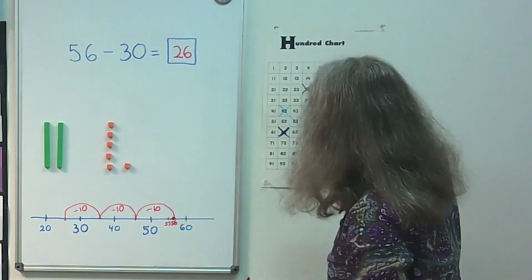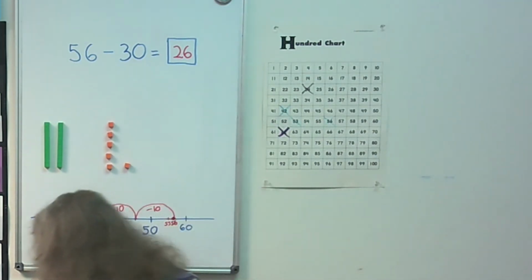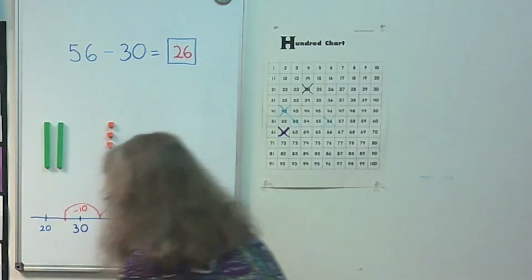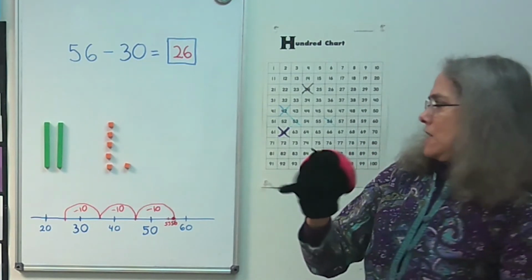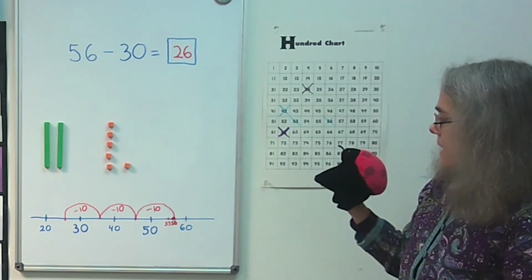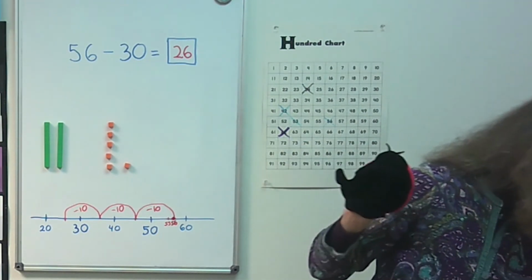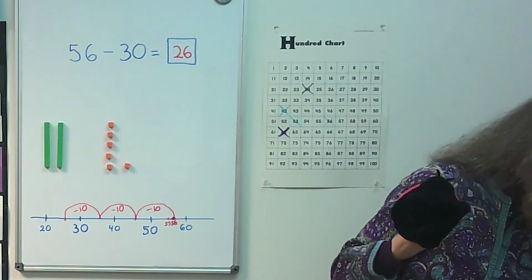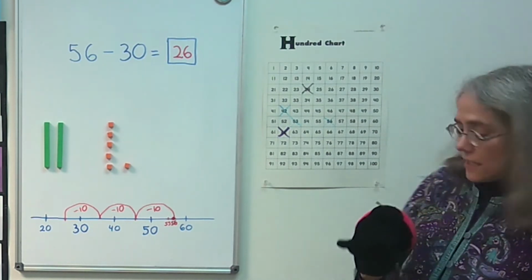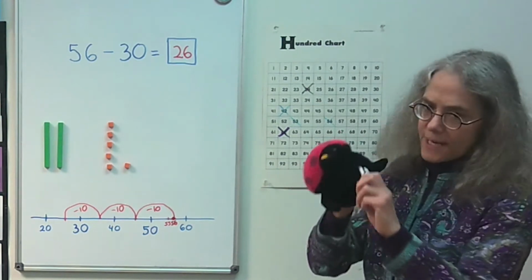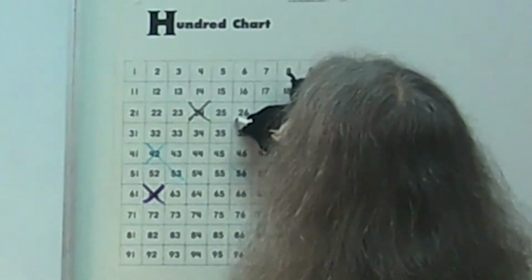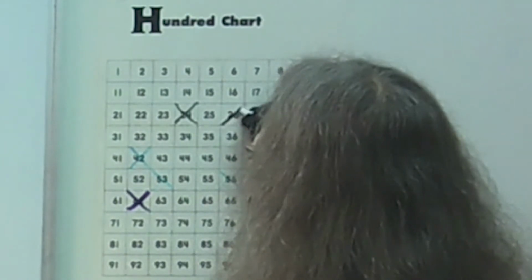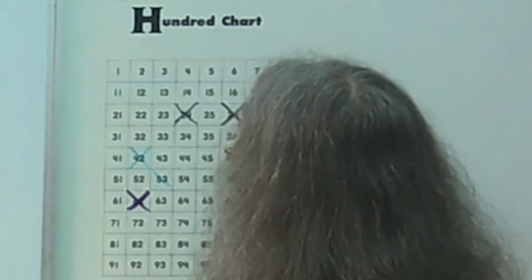And now we need to write that number on our chart. Who would like to do that? Me, I would like to do that. Okay, what color do I need? Let's see, you need a black marker for the 26. All right, black. Everybody get black. And we're going to mark the 26. There we go.